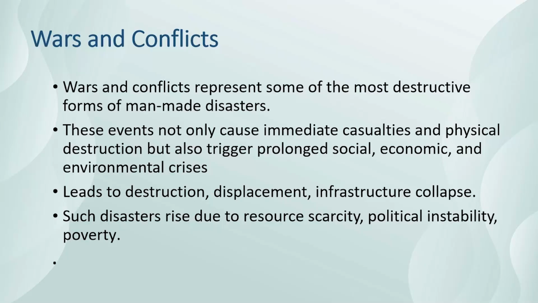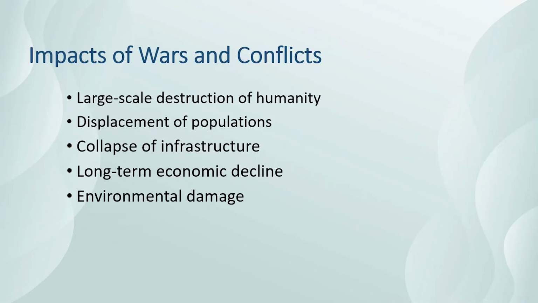The examples of war and conflict-induced disasters are World War II, the Syrian Civil War, the Russia-Ukraine War, and 9/11, to be very precise. And there are many more examples as such. These disasters arise due to resource scarcity, political instability, poverty, and enmity between nations and regions of the world. Now, how does war and conflict impact people and communities?